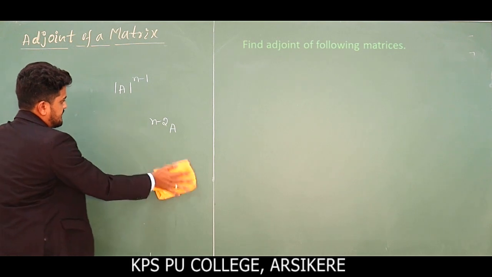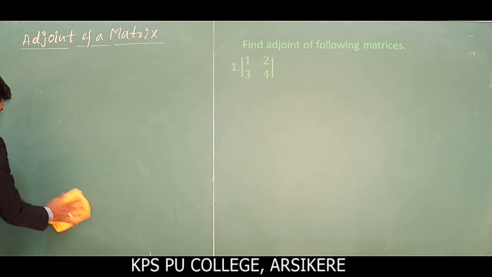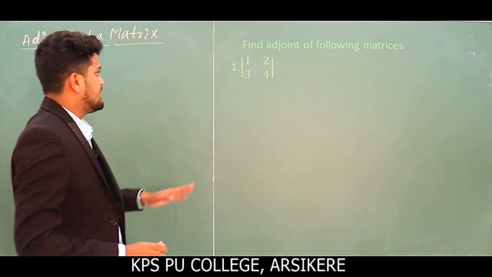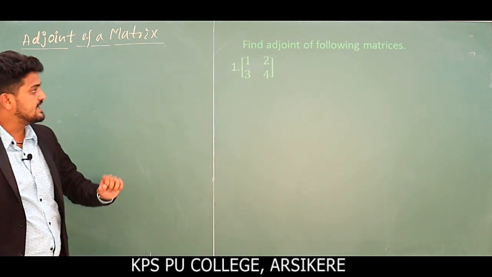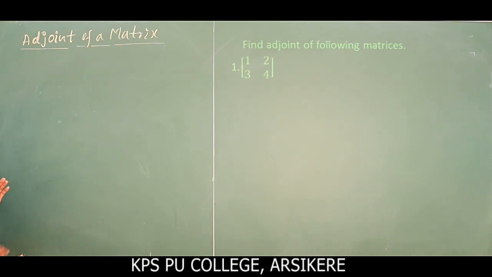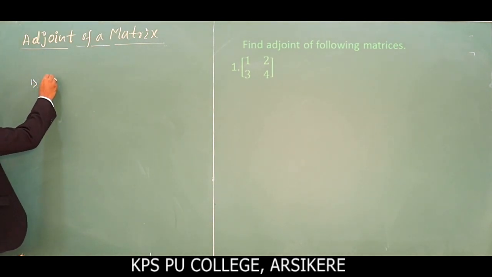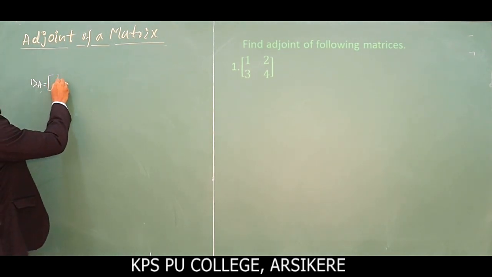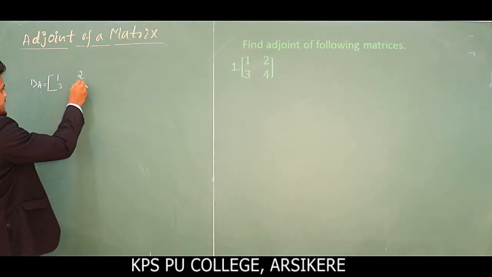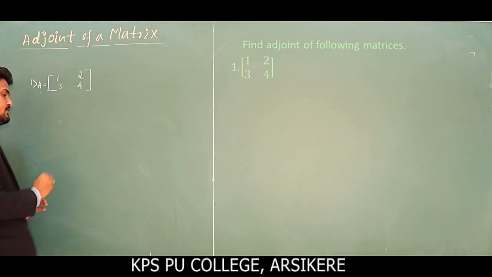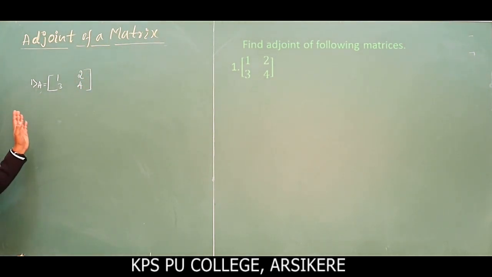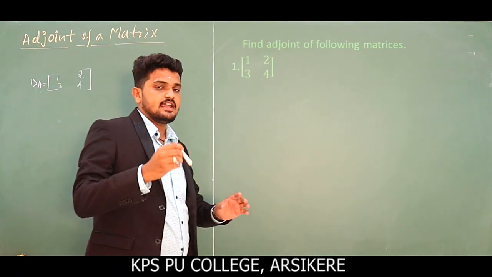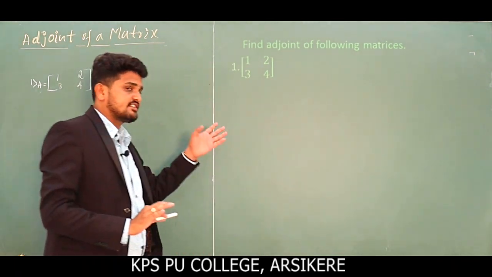In that first one, find the adjoint of the following matrix. So we have to find the adjoint of the given matrix. Given matrix, call it A. Matrix A is equal to [1, 2; 3, 4]. You can use the formula Aij is equal to minus 1 to the power of i plus j into Mij, or you can use the direct formula.